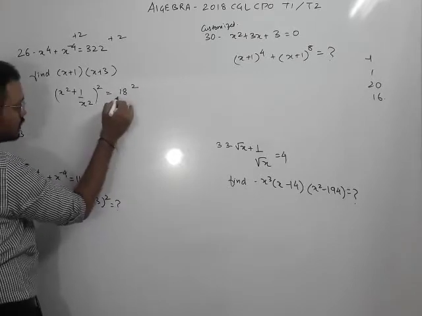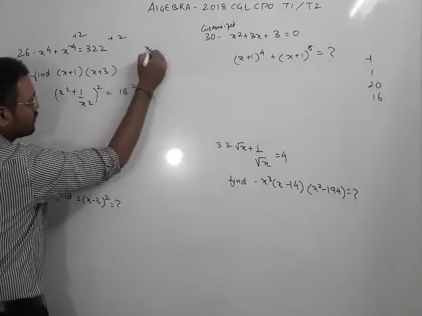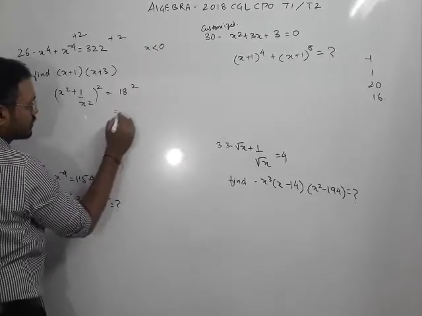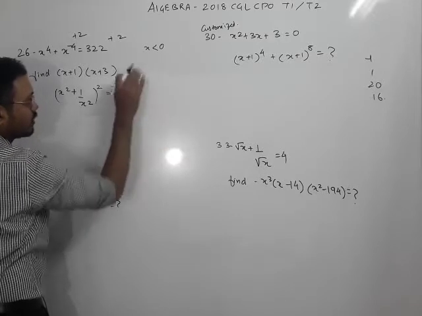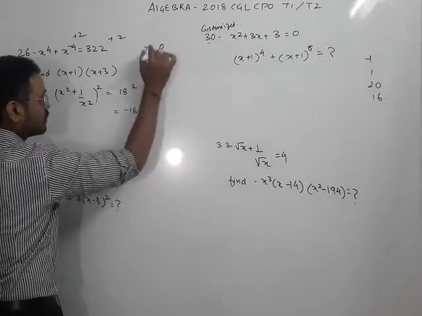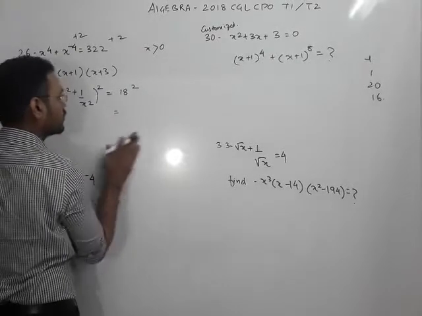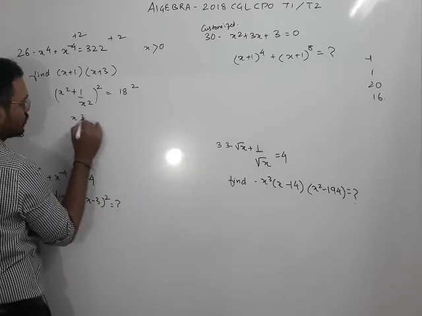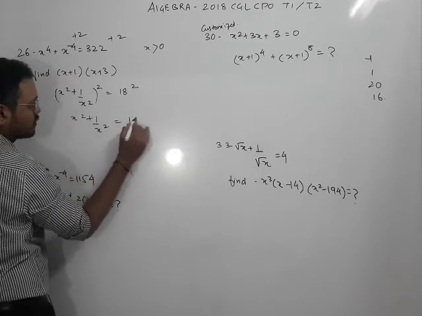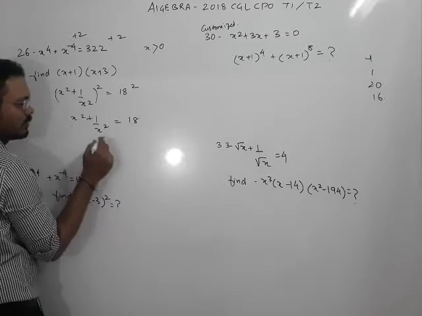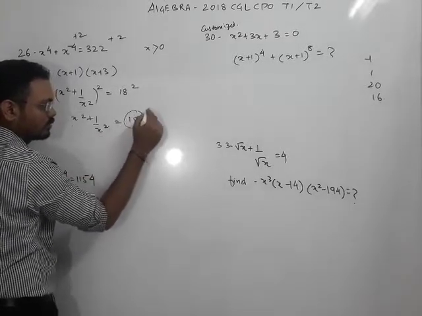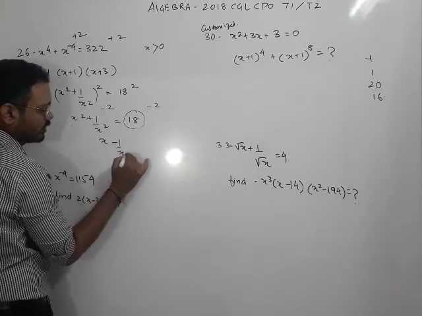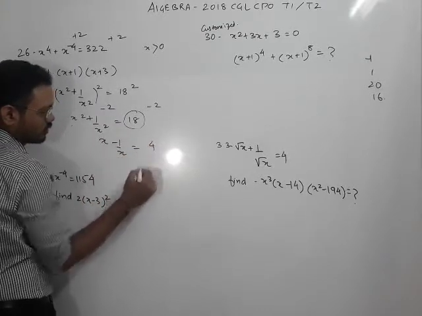This is a place where you have to check if x less than 0 is given. If this is given, then we have to take the answer as minus 18 and then proceed. Since it is given as greater than 0, we are taking x square plus 1 by x square as 18. When x square plus 1 by x square is 18, which is close to which square? Minus 2 will give me 4 square. So minus 2 means x minus 1 by x is 4.